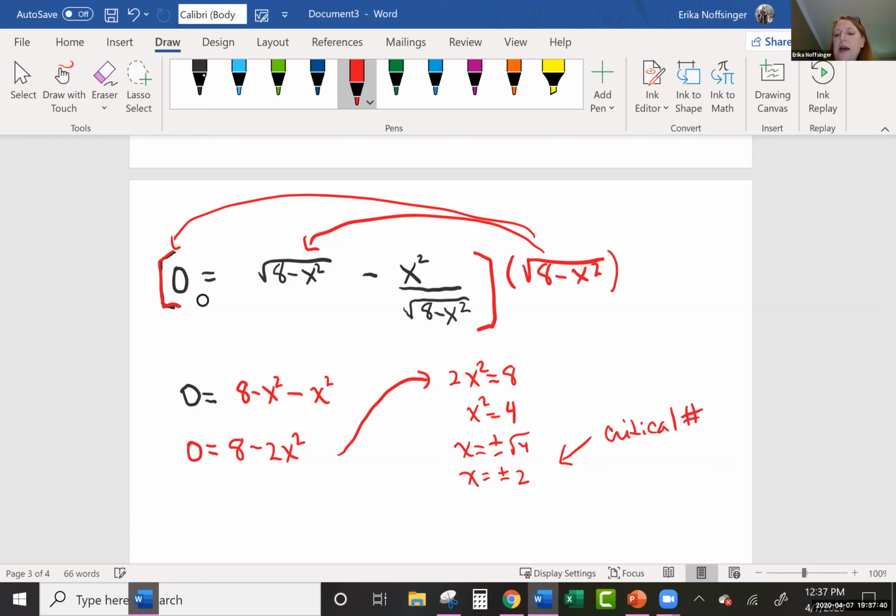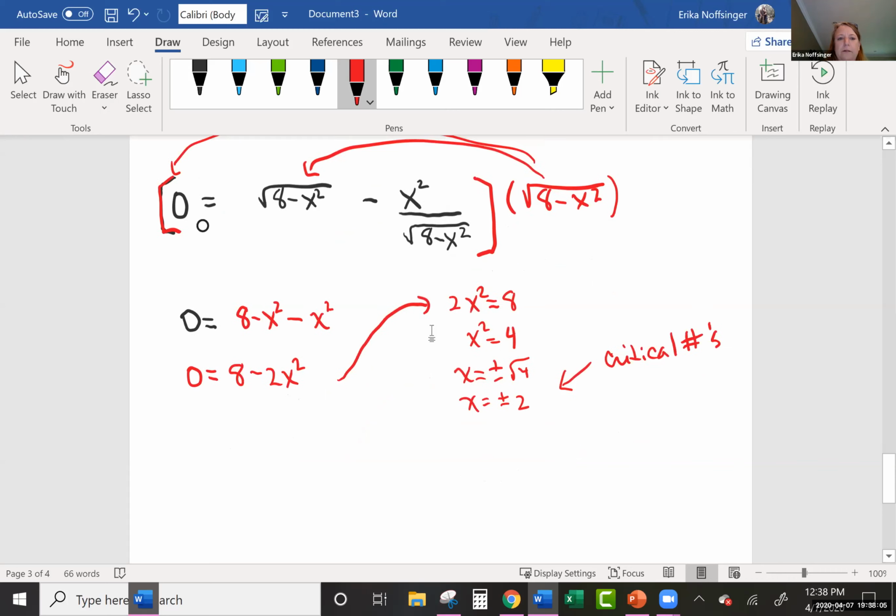Okay, so actually I need to make sure that that is in between negative square root of 8 and positive square root of 8, which it is. So we're okay. Same idea, it's undefined, same place that our original function was undefined. And so technically we're looking at the following.